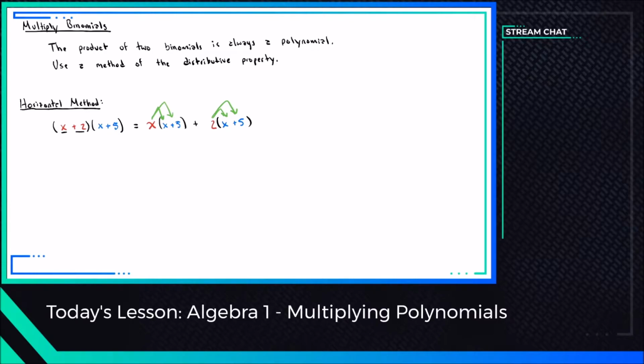And when we do that, we're going to get x squared plus 5x, because x times x is x squared, x times 5 is 5x. We're going to put our plus sign, it's going to come straight down. 2 multiplied by x is going to be 2x. And then 2 multiplied by 5 is going to be 10. And now we just need to finish this out by combining like terms. So that's going to be x squared plus 5x plus 2x, which is a total of 7x, and then we end it with a plus 10 at the end.